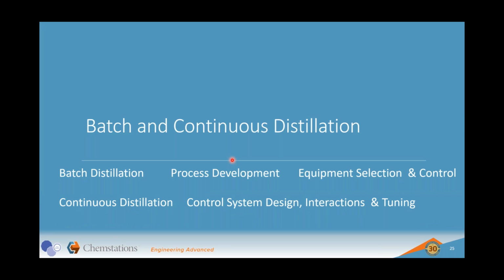So now we're moving on to batch and continuous distillation. Dynamic simulation has an obvious use in the batch field, and we use it extensively for batch reactors, batch distillation. And we found it valuable for process development, equipment selection and control. But obviously it has obvious uses in the continuous distillation field as well.